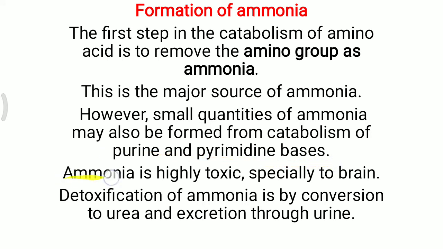Now, ammonia is highly toxic, especially for the brain. Detoxification of ammonia is by conversion to urea and excretion in the urine. So the main purpose or target of this ammonia detoxification is to form urea and excrete it in the urine. Now, how exactly is it occurring?